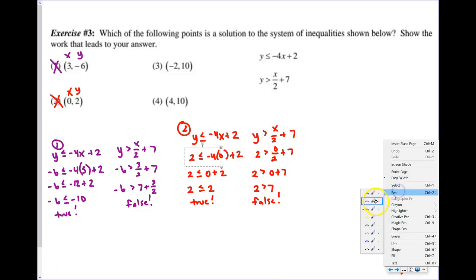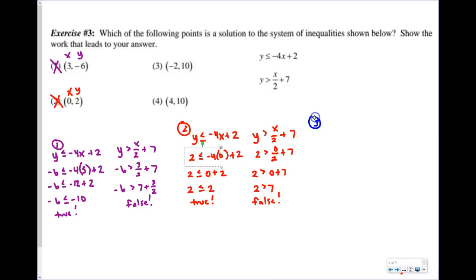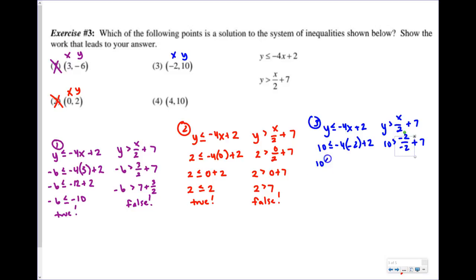Let's try number 3. Number 3, x is -2 and y is 10. So I'm going to rewrite my equations again: y is less than or equal to -4x plus 2 and y is greater than x over 2 plus 7. And I'm going to plug them in again. So you can see right now how graphing these two things might be a lot easier than doing this guess and check method that we're trying to do. This is taking a lot of time. But graphing in the previous exercise, we could see all of the solutions instantly. So the point of this exercise is to see how much more efficient it is to graph them.